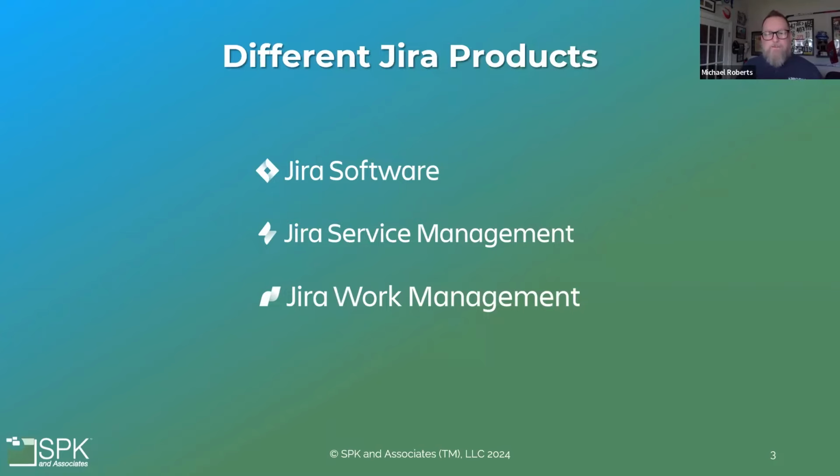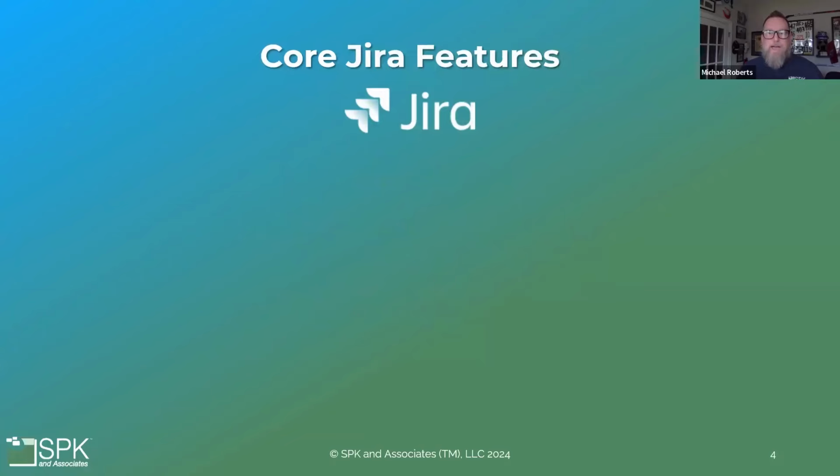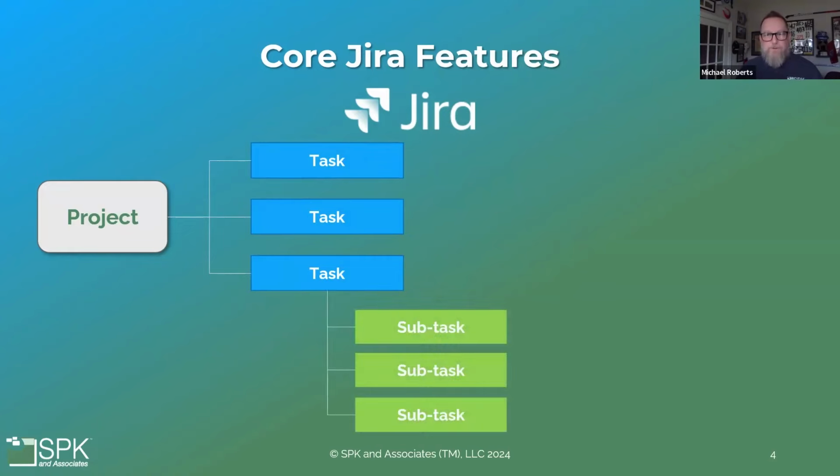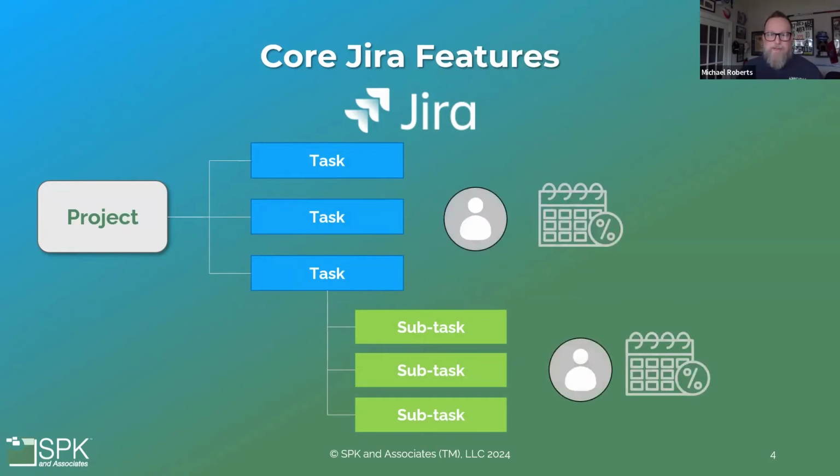Now let's talk about some of the common features between all of these Jira products. At its core, Jira is a platform for tracking and managing work. You can create a project, and then you can create tasks within that project. You can even create subtasks to those tasks that have been created. The tasks or subtasks can be assigned to individuals, assigned a due date, and have common comments for collaboration between teams. You can also attach files and link to each other's tasks so that you know what work relates to each other.